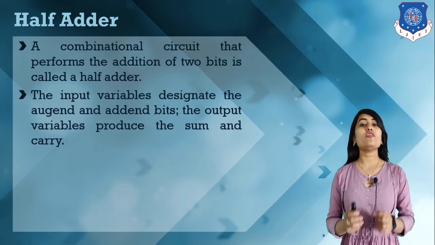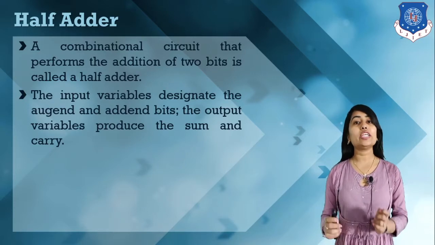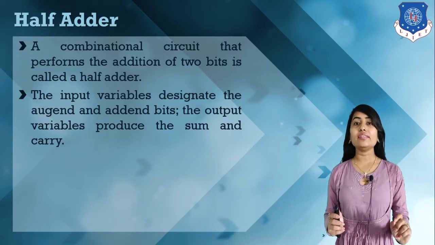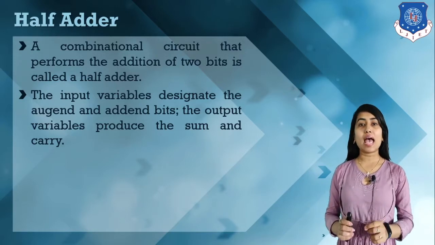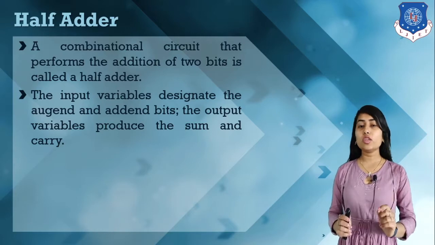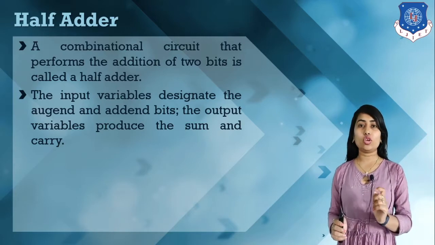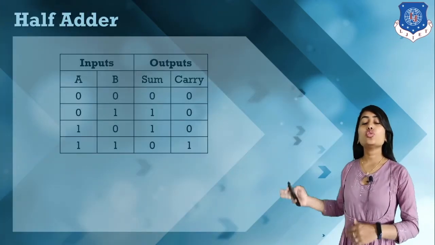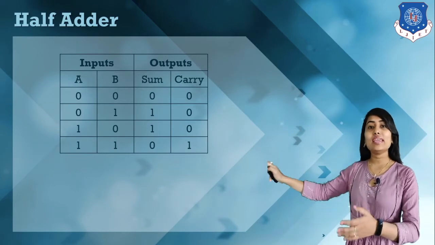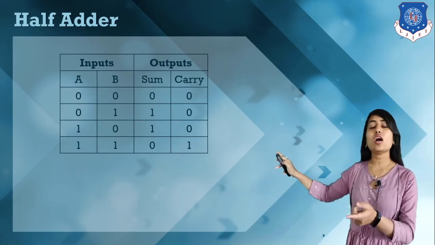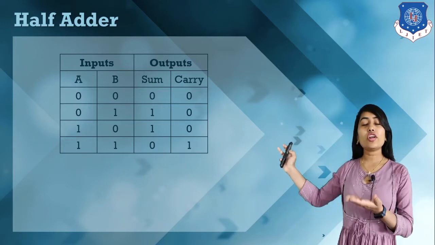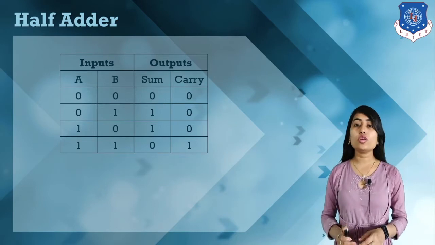Here in this half adder we have 2 inputs and 2 outputs. The numbers or bits to be added are known as our input variables, and it produces sum and carry. Here we can make a table for the half adder. We have 2 inputs A and B and 2 outputs sum and carry. For 2 input variables we have a total of 4 possible combinations.